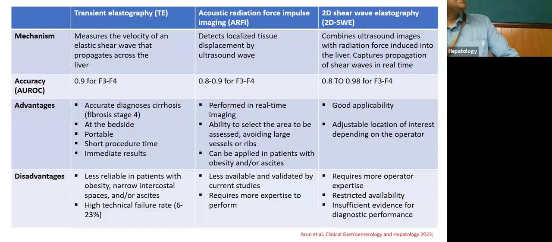So these are three basic tests: transient elastography, acoustic radiation force impulse or ARFI, and 2D shear wave elastography or 2D SWE. And accuracy and area under the curve is maximum for transient elastography. And the advantage of ARFI is that it can be applied in patients with obesity and or ascites also. This has very limited availability.